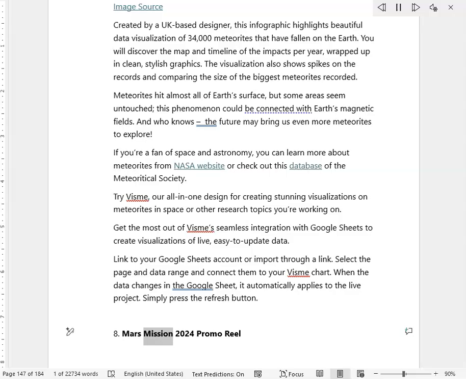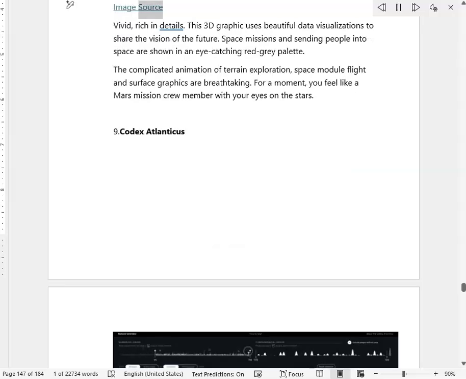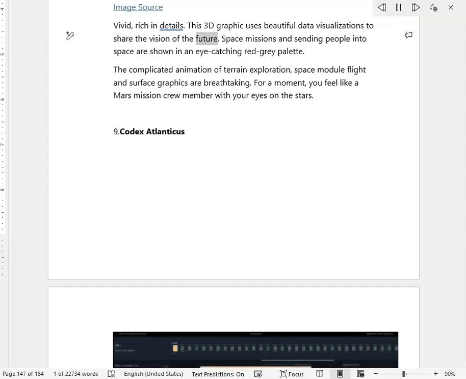8. Mars Mission 2024 Promo Reel. Image source. Vivid, rich in details. This 3D graphic uses beautiful data visualizations to share the vision of the future.